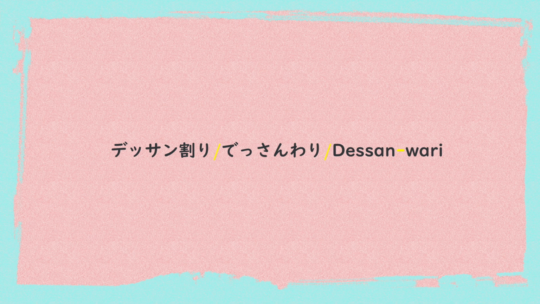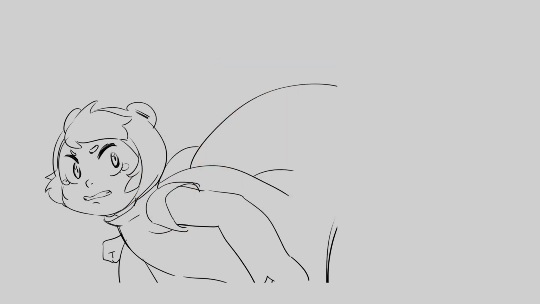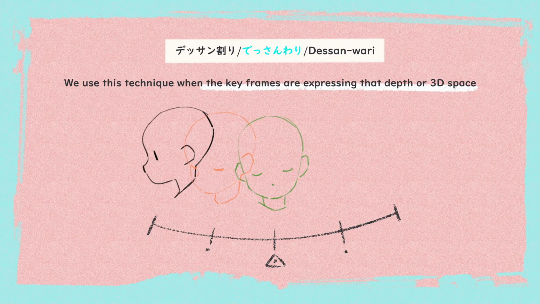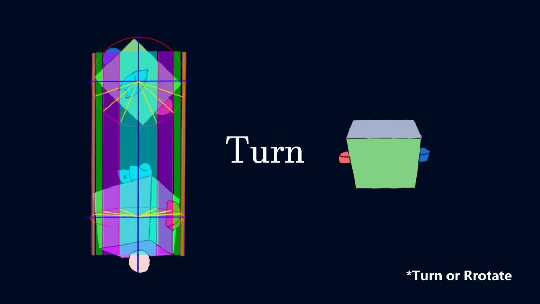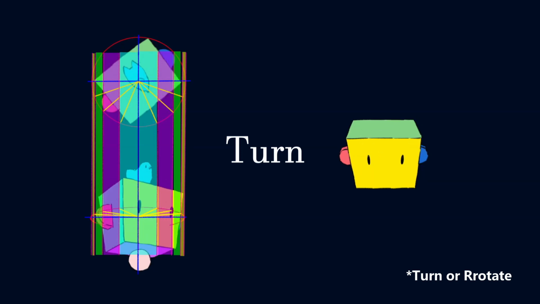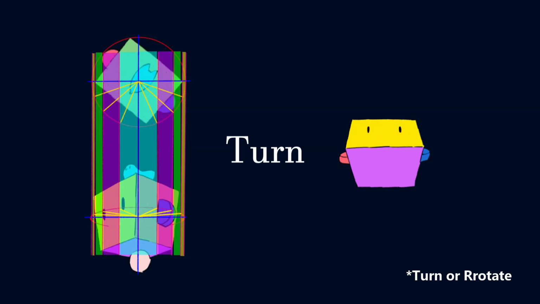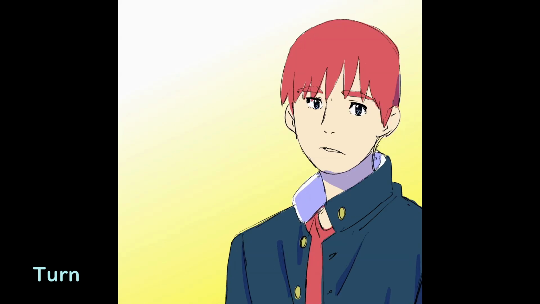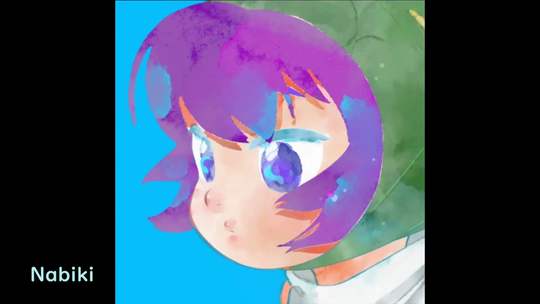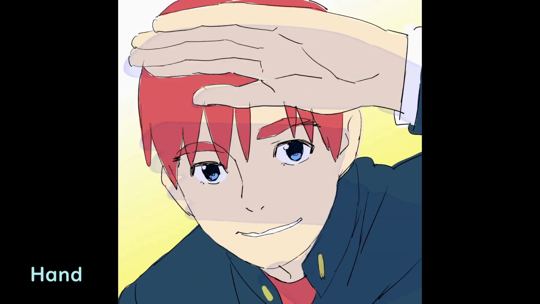Desanwari. This technique is used in situations where the pose or pictures on the first keyframe and last keyframe are going to change, like a turn action, when the keyframes are expressing depth or 3 dimensions. Mainly, it's used for walk, run, turn, flutter, body animations.